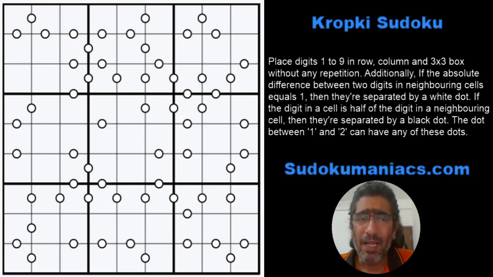Now, I thought let's make it more interesting. So I decided to have an all white dot Kropki. I know it looks aesthetically different. Basically, what this means is no adjacent cells can have the ratio of 1 to 2, except maybe the 1 and 2, where they are sharing the white dot.